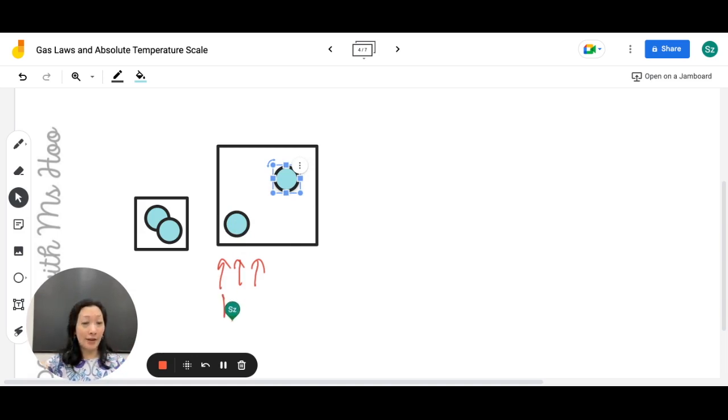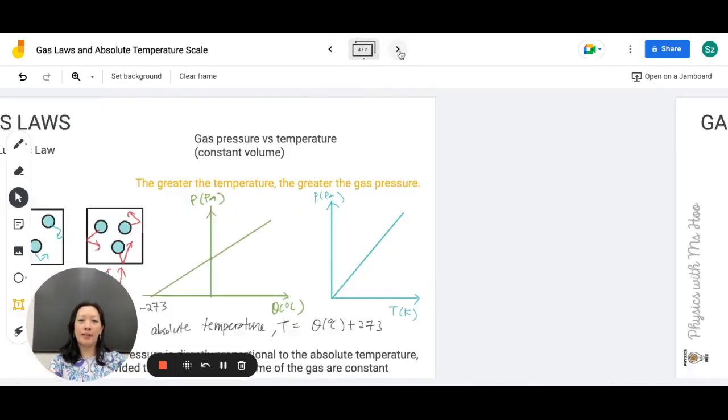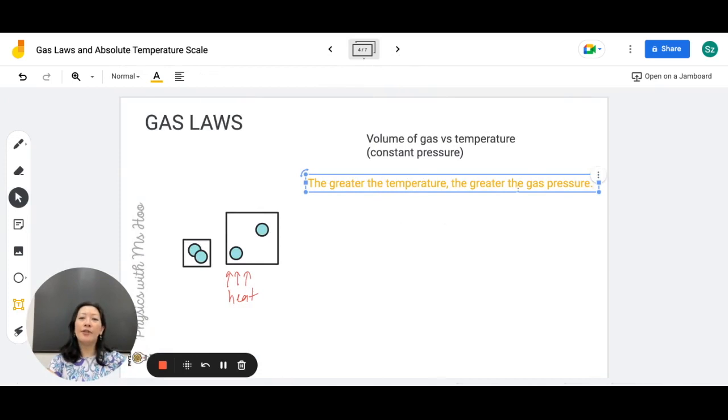And this is another relationship of gases. So over here, I'm just going to copy and paste because I am lazy. Right? So in this case, the greater the temperature, the greater the volume of the gas.